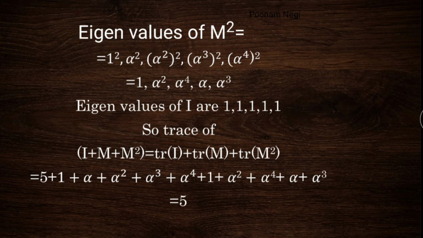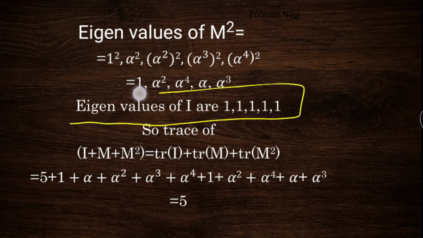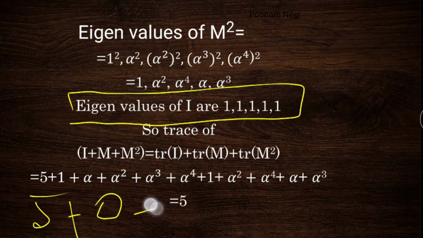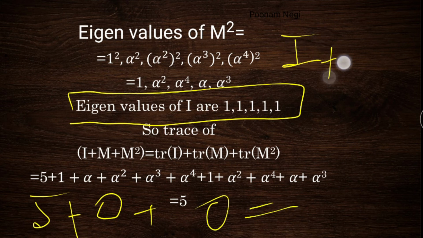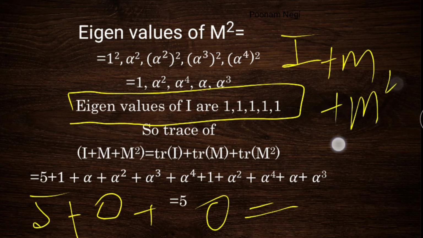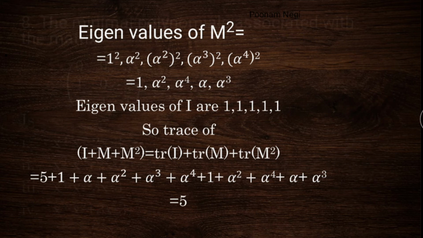Now the eigenvalues for this I will be 1, 1, 1, 1, 1. That is, the trace of the I matrix will be 5, the trace of M is 0, and the trace of M square is also 0. That's why the trace of I plus M square is 5. So the correct answer is 5.